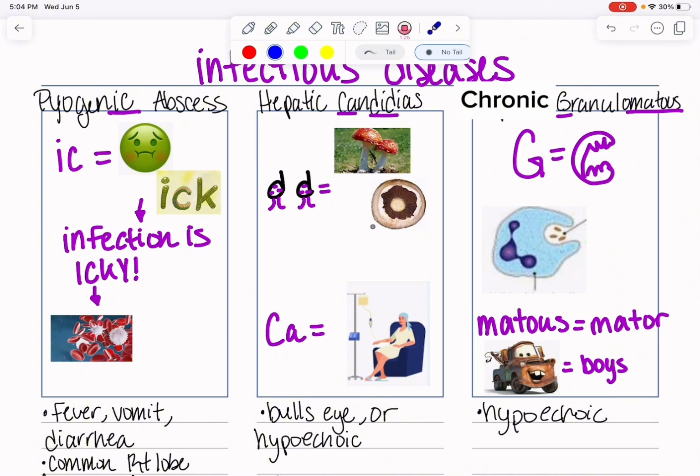The word matus to me sounds like Mater from the movie Cars, and stereotypically boys like Mater, boys like trucks, so I know that this disease is more prone in boys. And we know kids are always getting respiratory infections, so that may also be a sign for this disease.